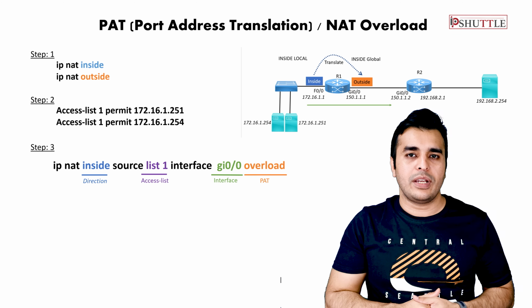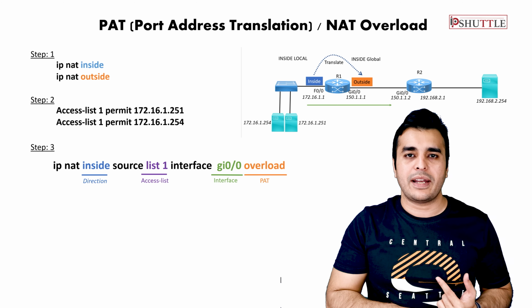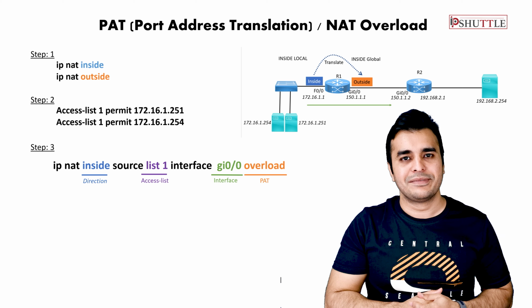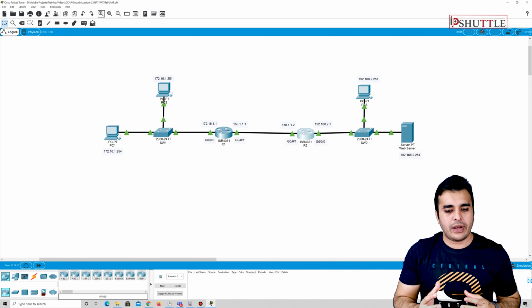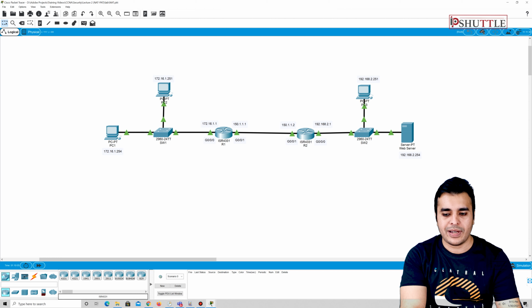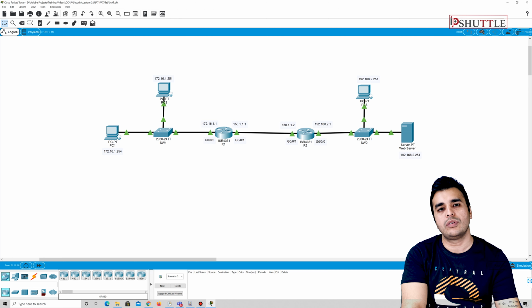Now let's quickly do the labs for static NAT, dynamic and PAT, and we will see how this works. This is going to be our lab. In this lab, I have already configured the IP addresses on the machines, and I have added one web server which we will try to access from the source machines on the left, which are 172.16.1.251 and 254.